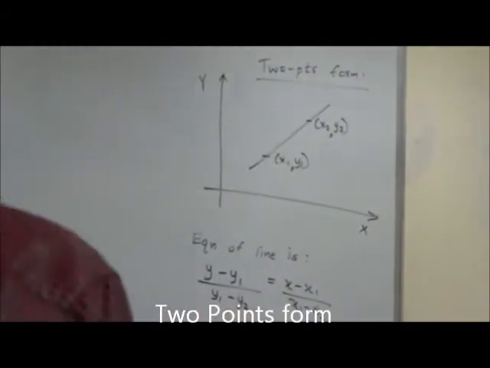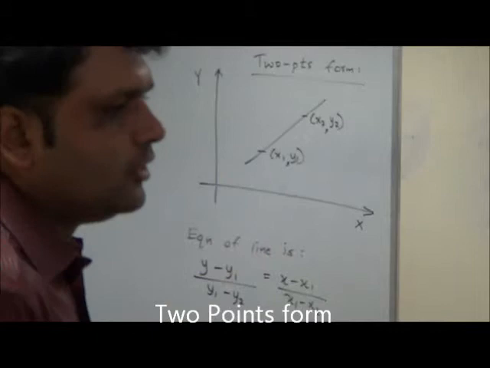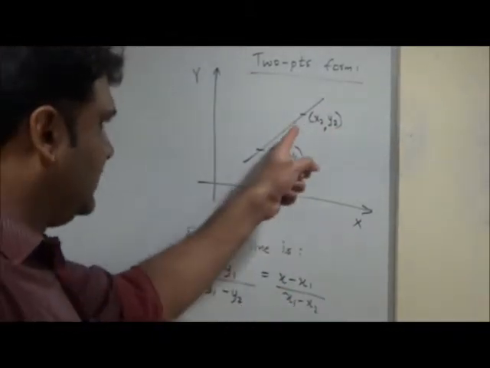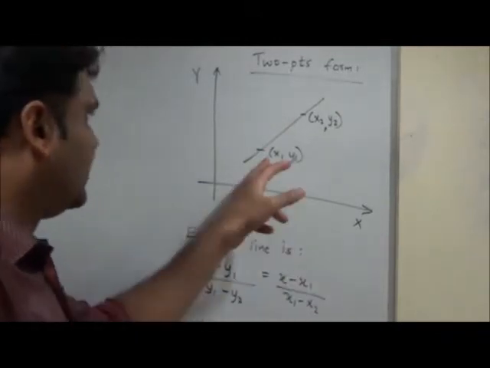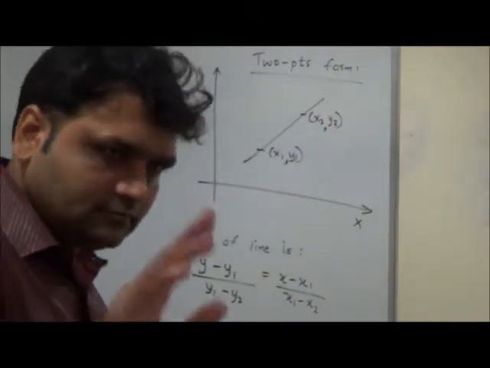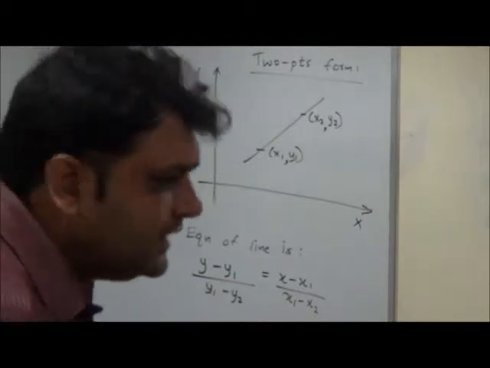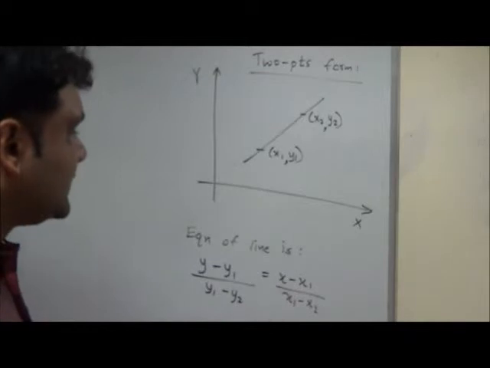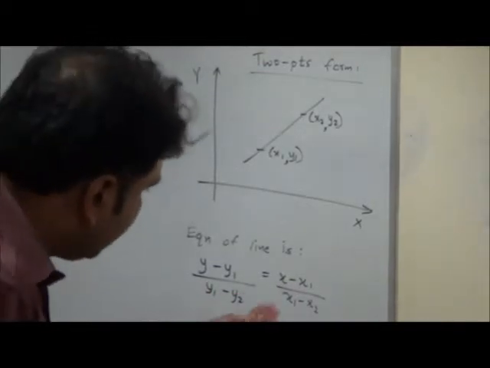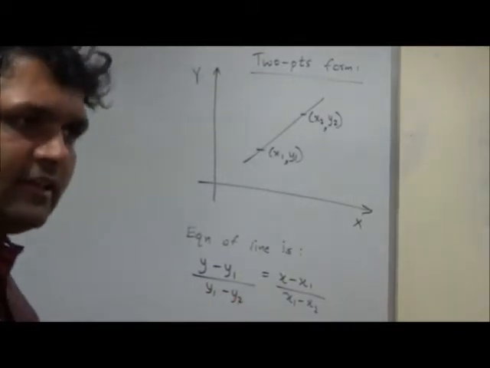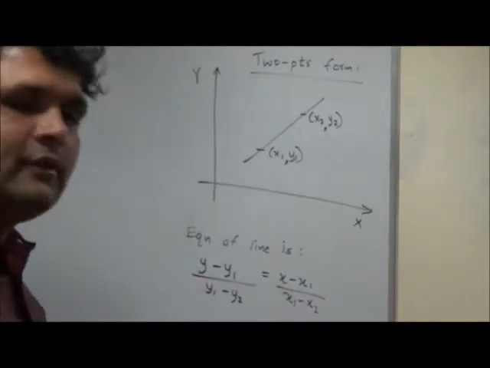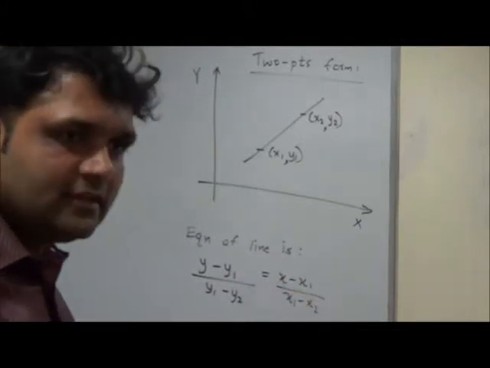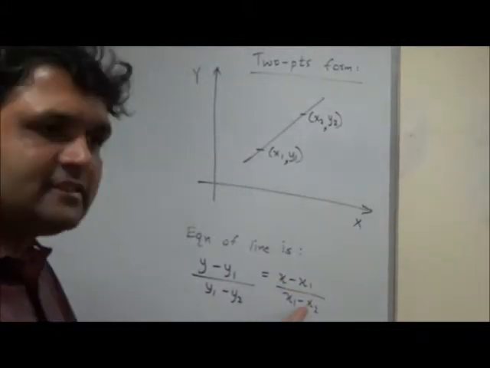Another form of equation of line is called 2 points form. We have a line and we know 2 points on the line: x1, y1, x2, y2. They are known points, something like 3, 5, 7, minus 8, something like that. The equation of the line is (y minus y1) upon (y1 minus y2) equal to (x minus x1) upon (x1 minus x2). If you observe, on one side I have written y's, on the other side I have written x's. Y and x are the variables in the equation. Y minus y1, this side x minus x1. This side y1 minus y2, this side it's x1 minus x2.